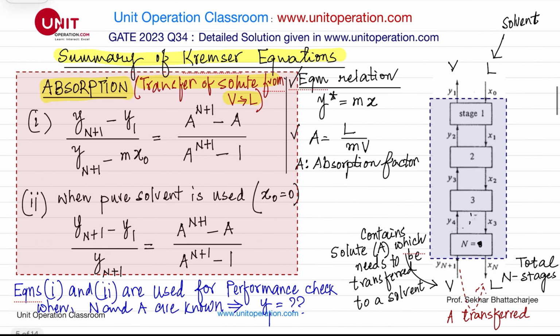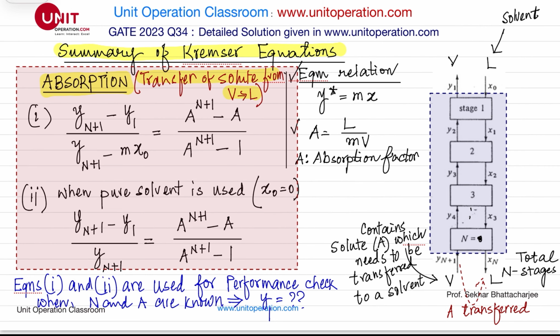We'll quickly see the summary of Kremser equations. These are separate for absorption and stripping. First, we will see absorption. As we said, absorption is transfer of solute from the vapor to the liquid phase. That is absorption.